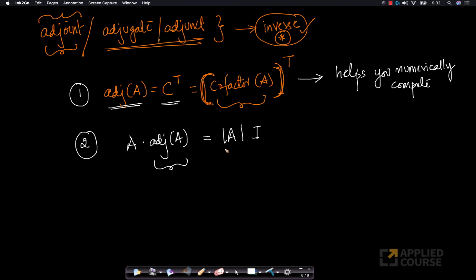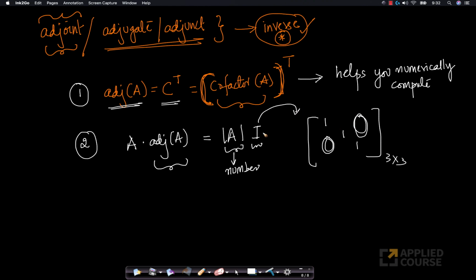Now what is this? This is a scalar, right? This is just a number. What is I? I is your identity matrix. 1, 1, 1, and everything else zeros. This is a 3 cross 3. Instead of writing 0, 0, 0, 0 here, I put a big 0 to represent that. Everything else is 0. That's what your I is.